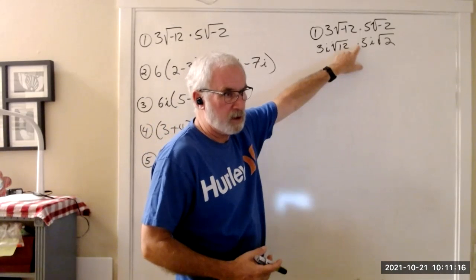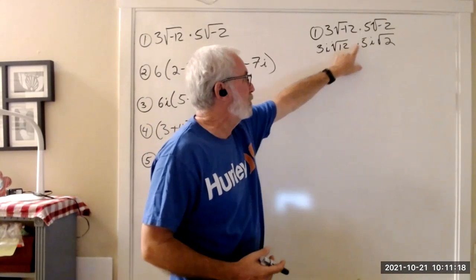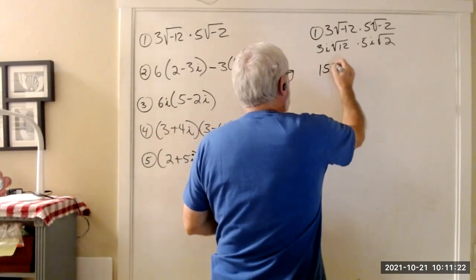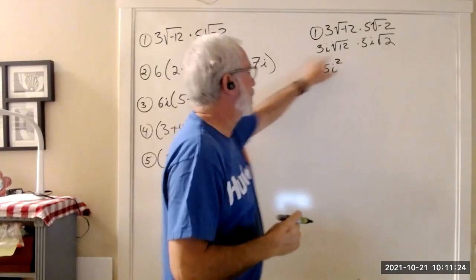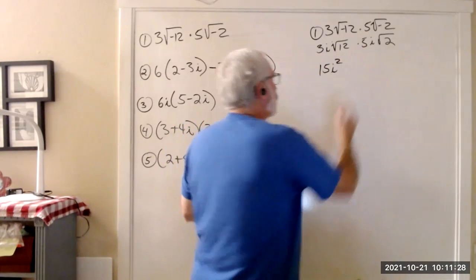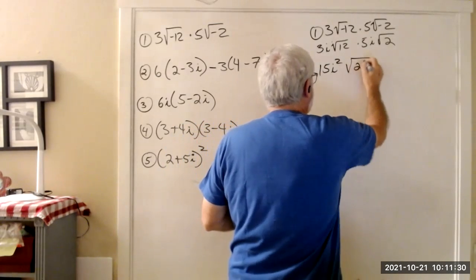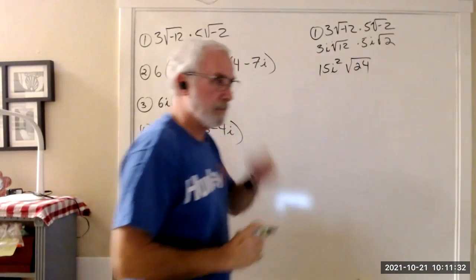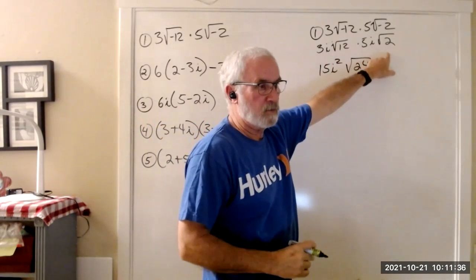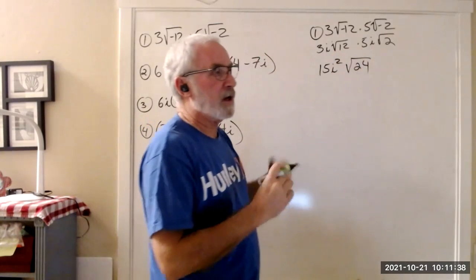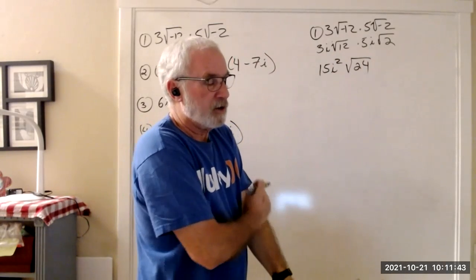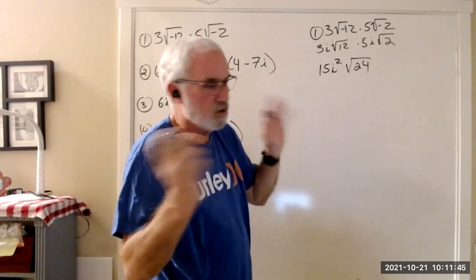That's what we're doing. You use outside times outside, so that gives us 15i squared, 3 times 5, i times i, square root of 24. Inside, inside. Okay, now we've got to simplify this. If you have the calculator that does simplifying, great.